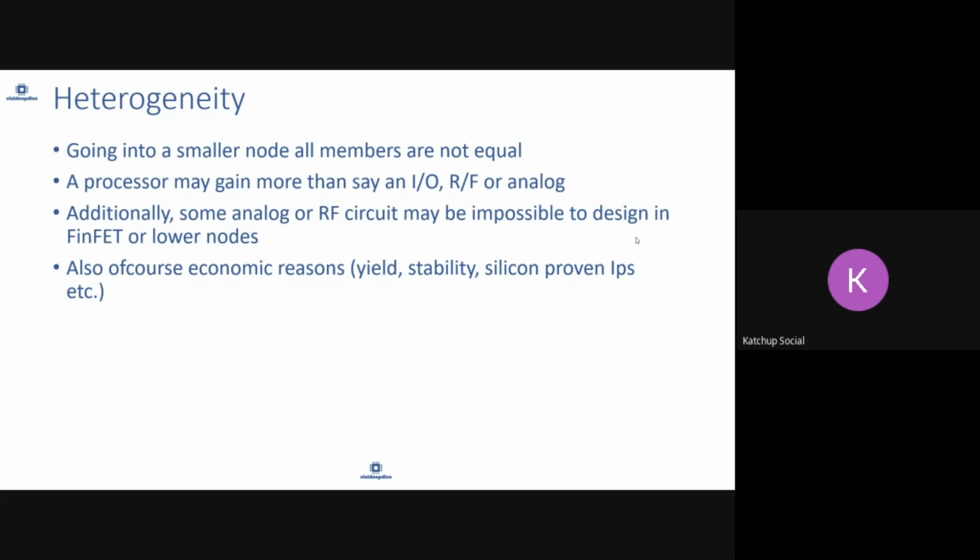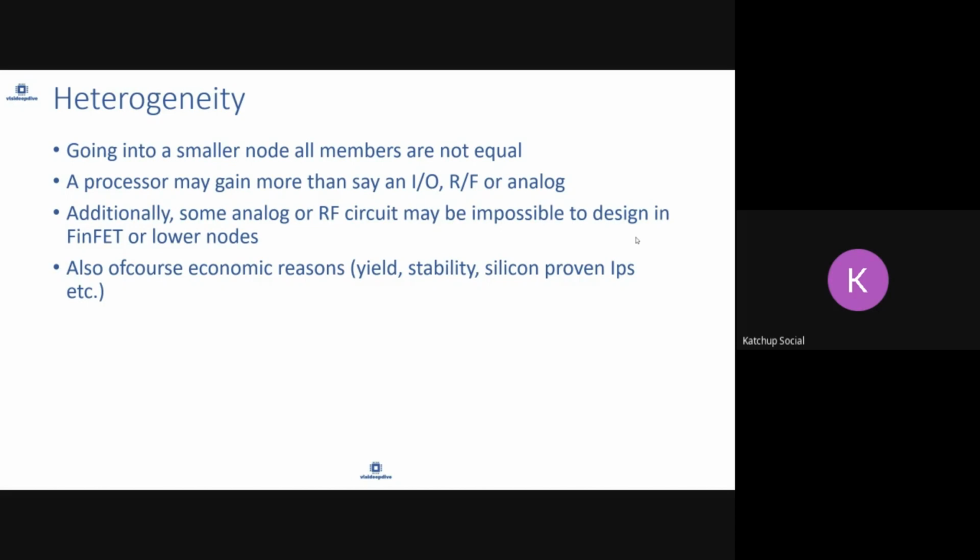Some parts may gain performance or improve while going to a lower node, but other parts of the system may not benefit and sometimes may actually be worse at the lower node. There may also be stability and yield issues, or for some analog or RF, it may not even be possible to go to FinFET or lower nodes. So that is bringing in another change: maybe not every part of an SoC or system needs to go to a lower node.